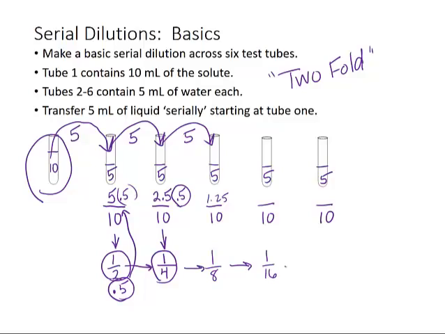1/16, correct. And then the last tube, 1/32. I don't even have to do the original math to figure that one out. What if we had tube 7? What would that be? If you're thinking 1/64, you are correct. It's 1/64.